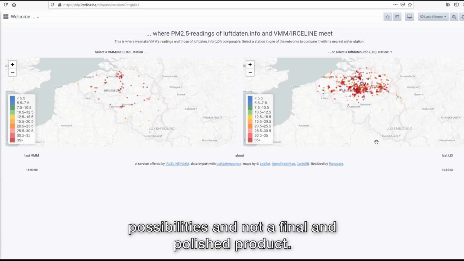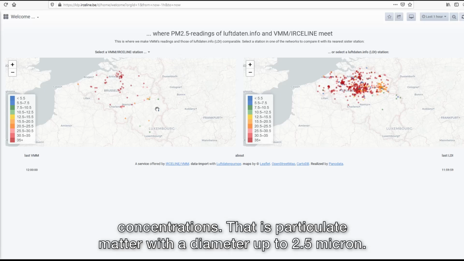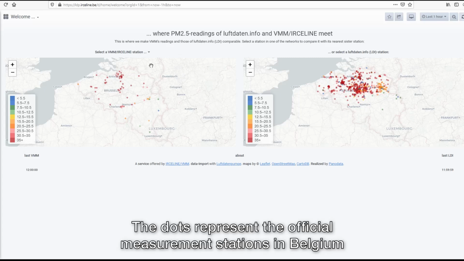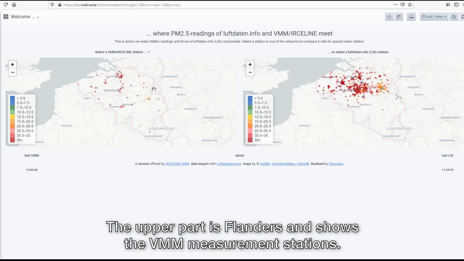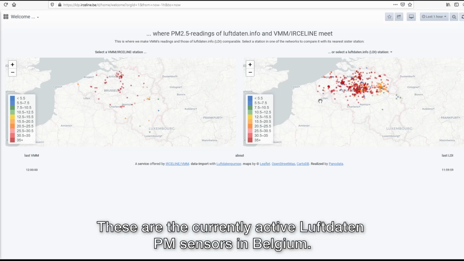and polished product. The landing page of the data portal shows two panels with hourly PM2.5 concentrations, that is, particulate matter with a diameter up to 2.5 micron. On the left side, the dots represent the official measurement stations in Belgium measuring PM2.5. The upper part is Flanders and shows the VMM measurement stations. On the right side, you see a much denser number of dots. These are the currently active Luftdaten PM sensors in Belgium.